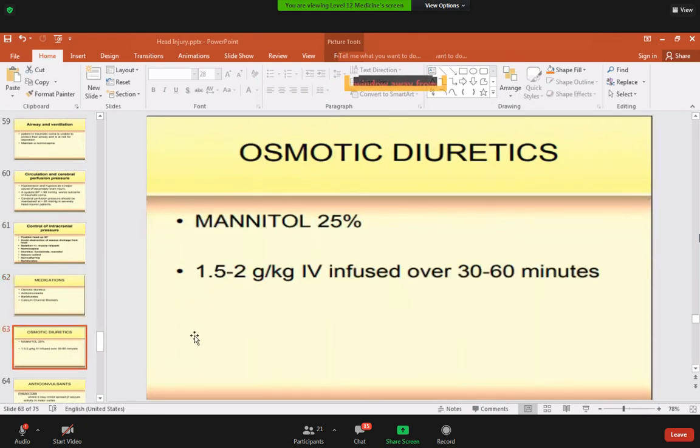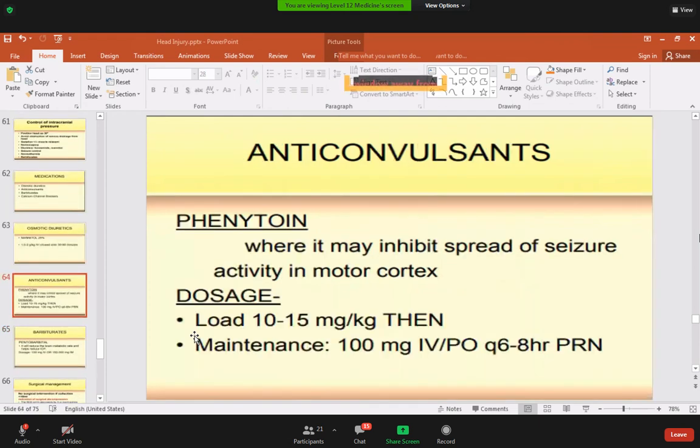Osmotic diuretics are infused, and actually they have no direct role in the management, but they give us time. They give us time to prepare the patient for surgery. They are doing the diuresis to such an extent that the ICP is maintained for a period of time, but that is a brief time. You have to prepare the patient for surgery in between that time to control things.